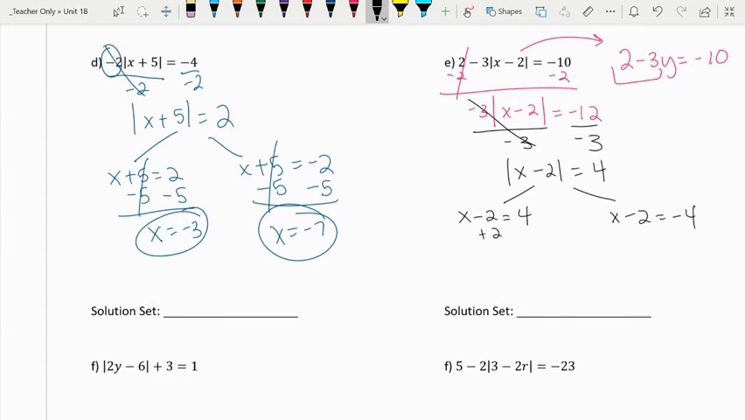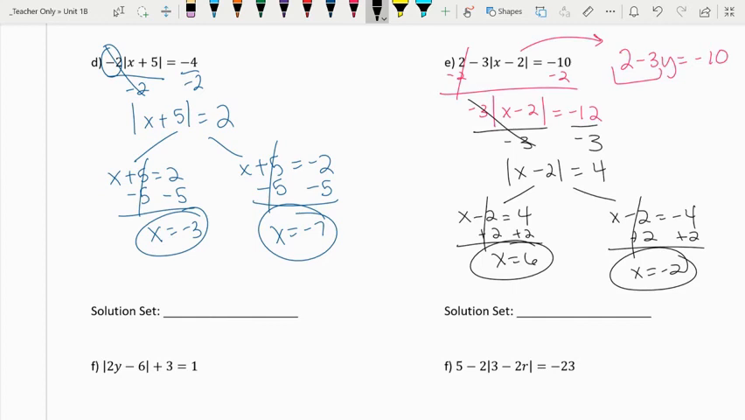On both of these, all we would do is add 2. So x equals 6. Over here, x would equal negative 2. So x equals negative 2 and 6. Forgot to do it on this last one. Negative 3 and negative 7.